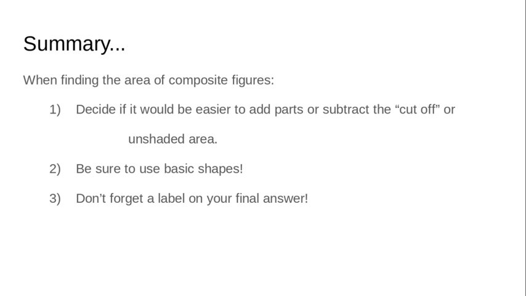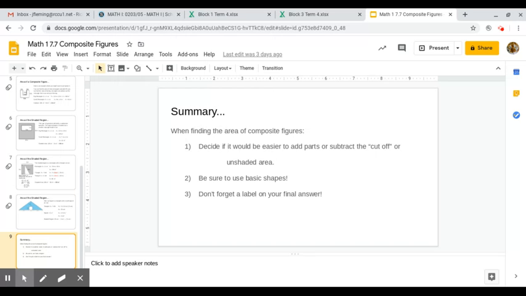So when you are finding the area of composite figures, 3 things I want you to remember. Decide for yourself if it would be easier to add the parts or subtract the cutoff or unshaded area. Be sure to use the basic shapes. Don't try and get anything fancy. And don't forget to label your final answer with your units squared, whether it be inches squared, centimeters squared, units squared, whatever you might need. Make sure that you give that unit label on your final answer.